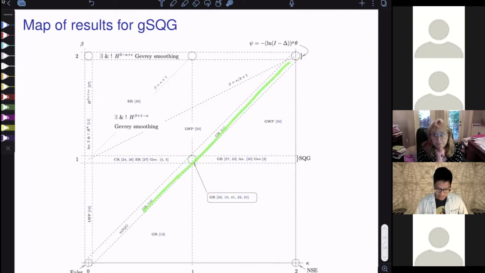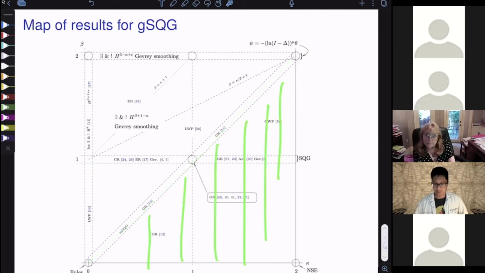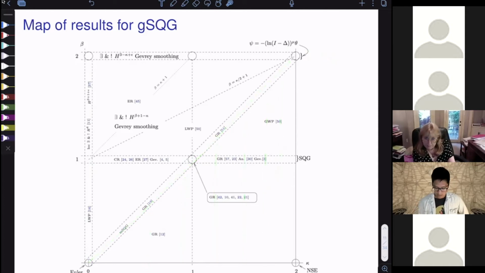So below this diagonal line, this is the kappa equals beta line, what I was referring to as the critical line, this is all what I'm referring to as structurally subcritical. And so of course one has global regularity. In this particular case of the subcritical SQG, there are results going back to Resnick and Constantin and Wu. And of course, the smoothing has also been done in several works, I believe Dong Li and Hongjie Dong.